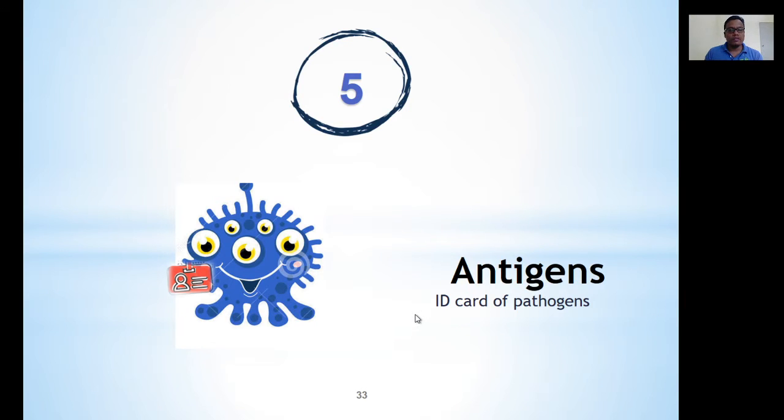For the fifth part of the adaptive immune response lecture, we will talk now on the antigens. Antigen is like the identification card for the pathogens. This is how our immune cells recognize the foreign or the invaders.